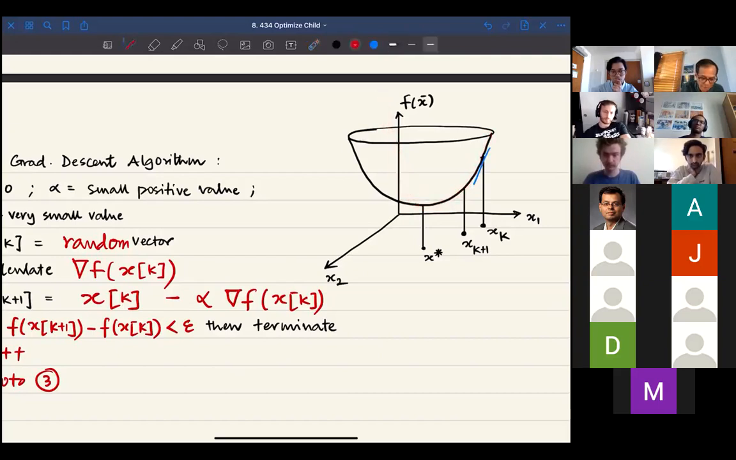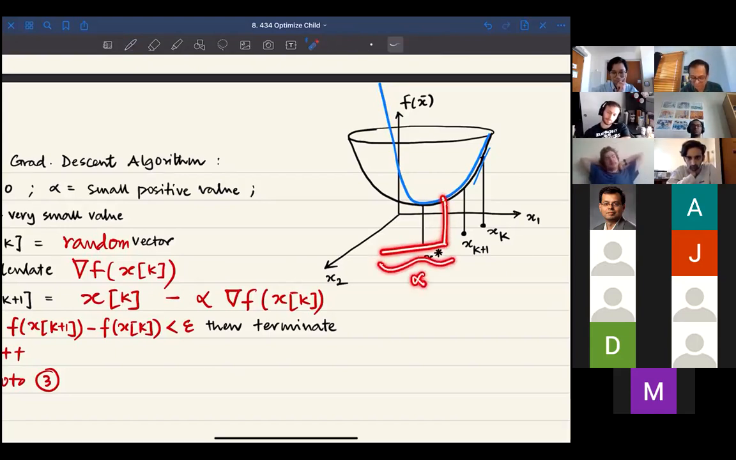Maybe I should draw that. Imagine the function to be like that. That is also convex. Right? But now from here, you overshoot, and based on your alpha, because this is x, you overshoot and you come here. This is your alpha. Now you get here. Here, the f of xk is very large.